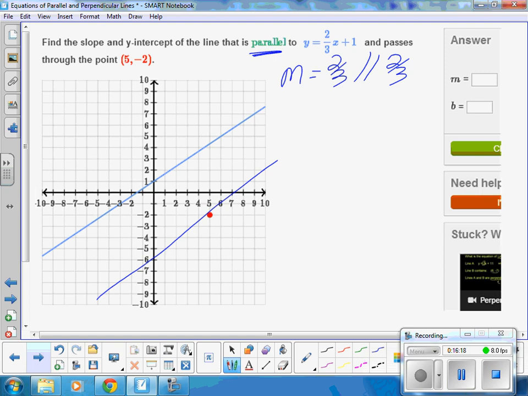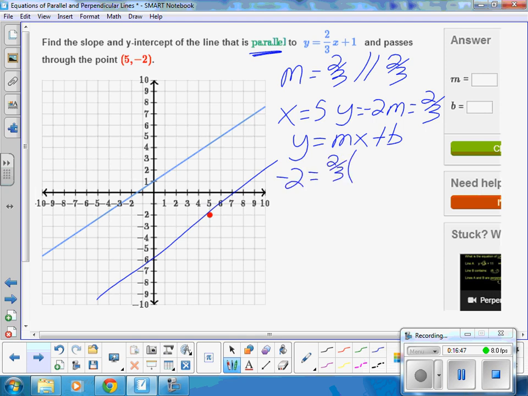Well, let's do that in the same order I was doing it before. So, x equals, y equals, and m equals. My x is going to equal 5. My y is going to equal a negative 2. Now I substitute those into y equals mx plus b. So my y is a negative 2. My m is 2/3 times x, which is 5, plus b. So I have a negative 2 is equal to 10/3 plus b.